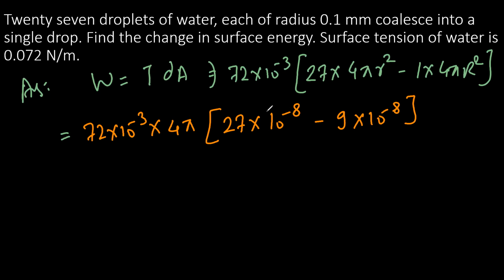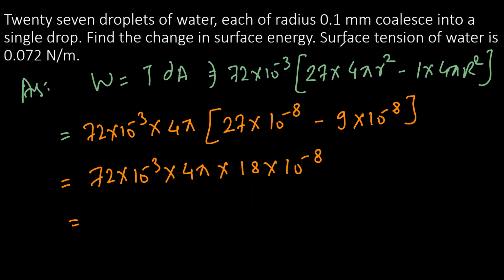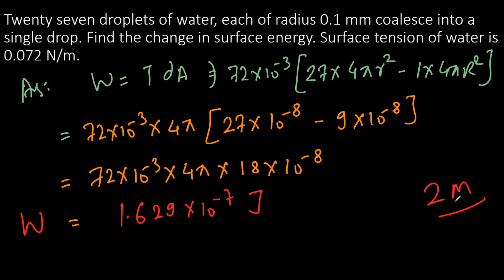Short, simple. So 27 minus 9 will become 18. 72 into 10 raised to minus 3, 4 pi, it will become 18 into 10 raised to minus 8. If you solve it properly, if you multiply all the things, take 72 into 4 and this will become 3.14 and 18. So if you do this multiplication, the answer is 1.629 into 10 raised to minus 7 Joule. And this is your work. Okay? So do your multiplication correctly. It will take just 2 minutes. Okay? And this one will be for 2 marks.